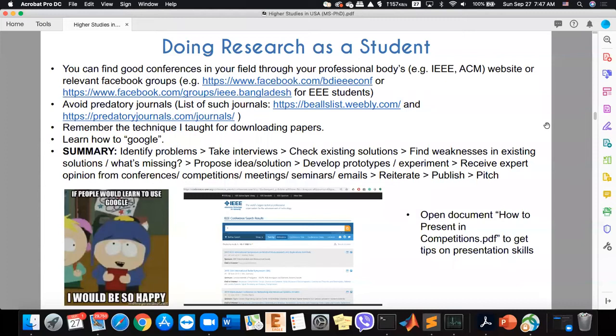So after you receive expert opinion, then you try to reformulate your idea, you try to reformat your experiments, and then you go for publications.